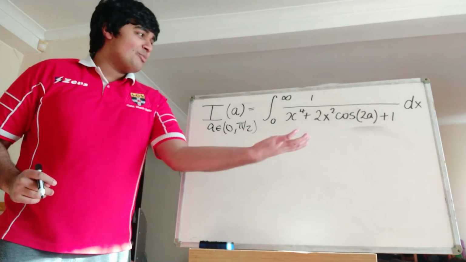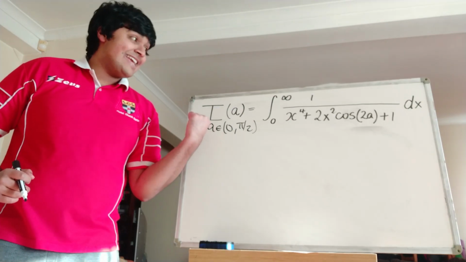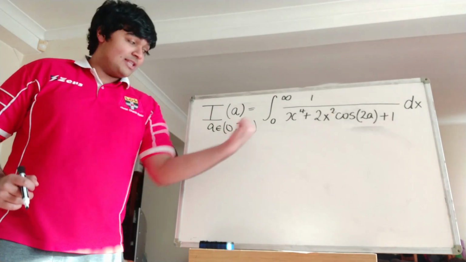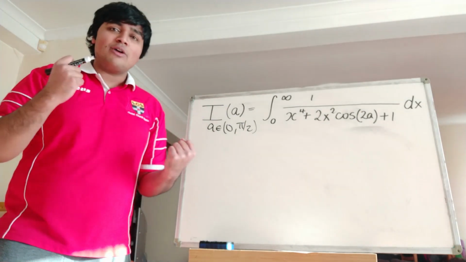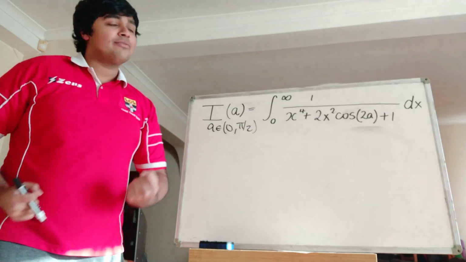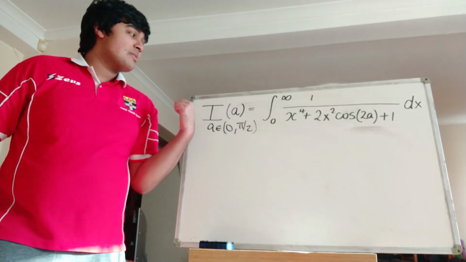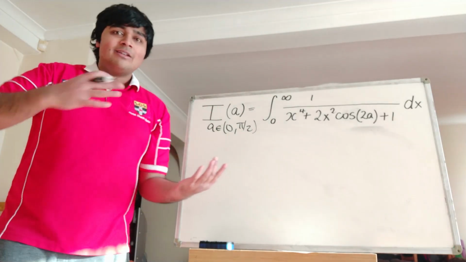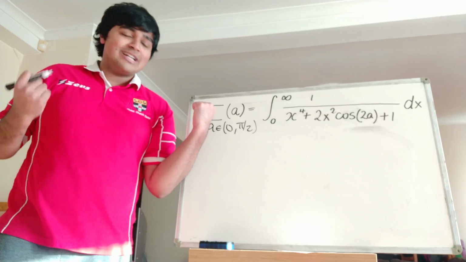So now this is even more interesting than the one we started off with, but notice when I put in a equals pi over 4, which is in this range certainly, this cosine 2a becomes cosine of pi over 2, which is 0. So this integral collapses to 1 over x to the 4 plus 1, which is the one that we're trying to work out. So what I'm going to do is firstly work out what I of a is, and then plug in a equals pi over 4, and that will give me the solution to my original integral.